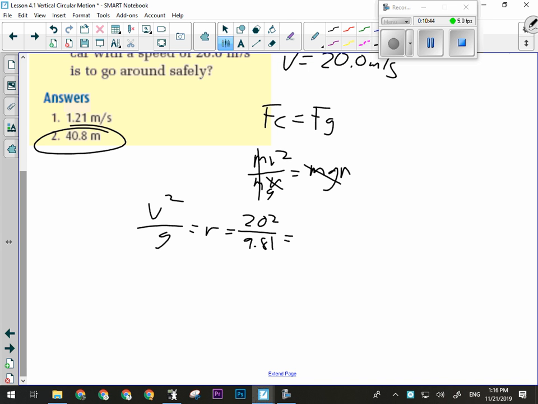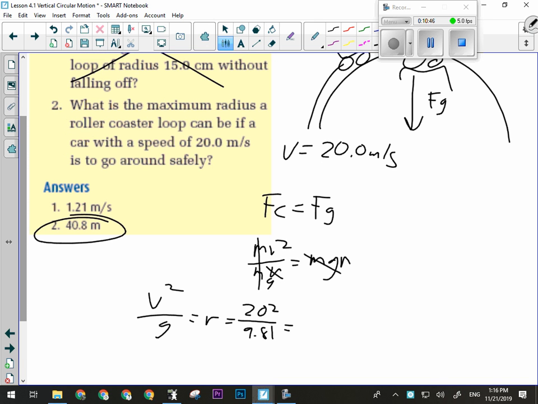So for these questions, being able to interpret and visualize the situation is important, just like it was in the last unit where you had to be able to picture what was going on in the question. That's still important here. Luckily, though, there aren't nearly as many forces present in these types of questions.